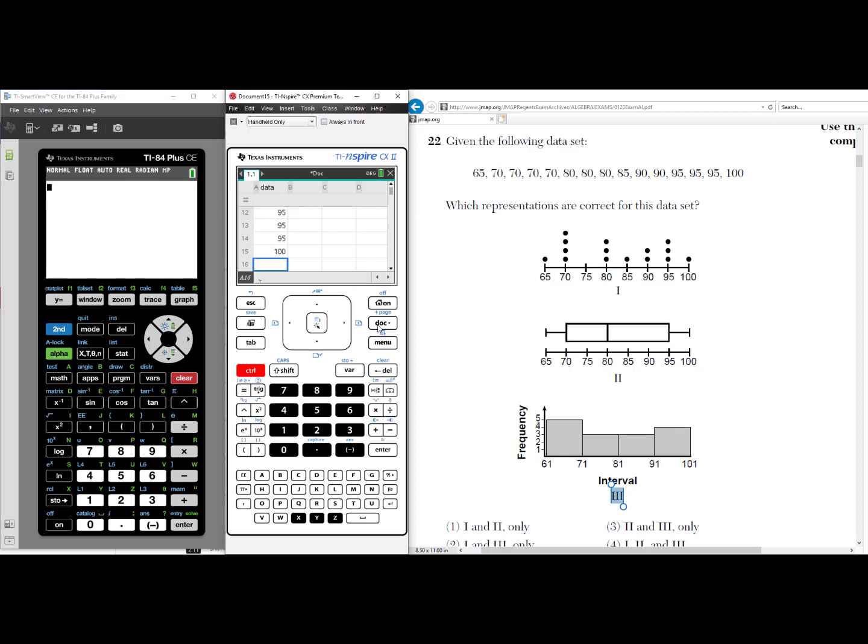I'll add a data and statistics page, number 5. Click to add variable, data. It defaults to my dot plot. My dot plot mirrors that of option 1. I'll go to menu. I'll choose number 1, plot type. I'll choose box plot. And the box plot has the same values as option 2.